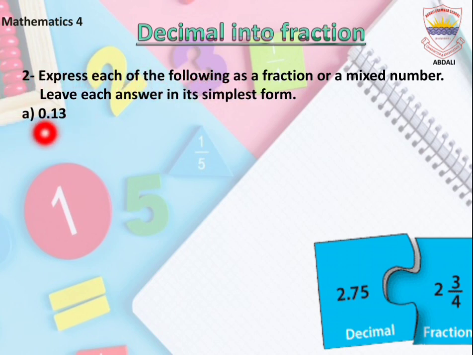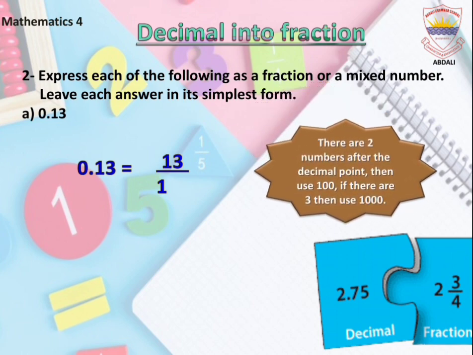Students, here 0.13 is a decimal. We convert it into a fraction. First of all, we follow our first step. What do we do now? We remove the point. The point right after 0, we remove this point and we write 1 in the denominator place. And after the decimal point, 1 3, we write it in the numerator place.